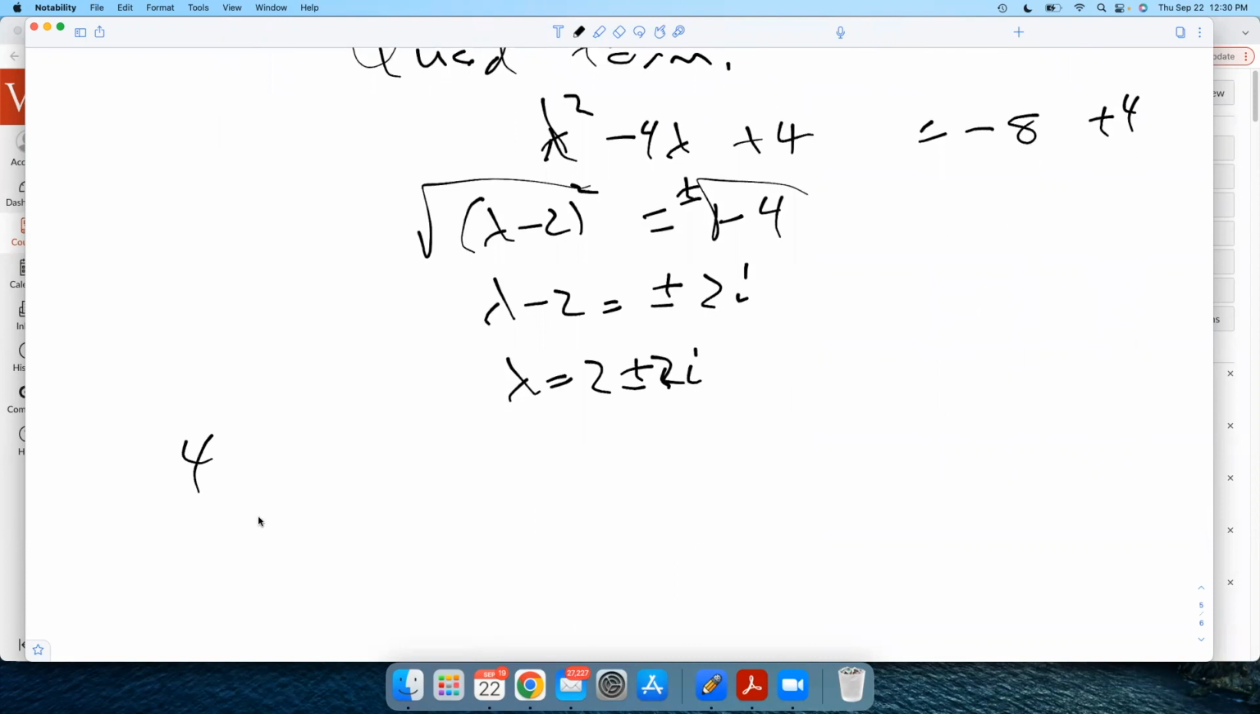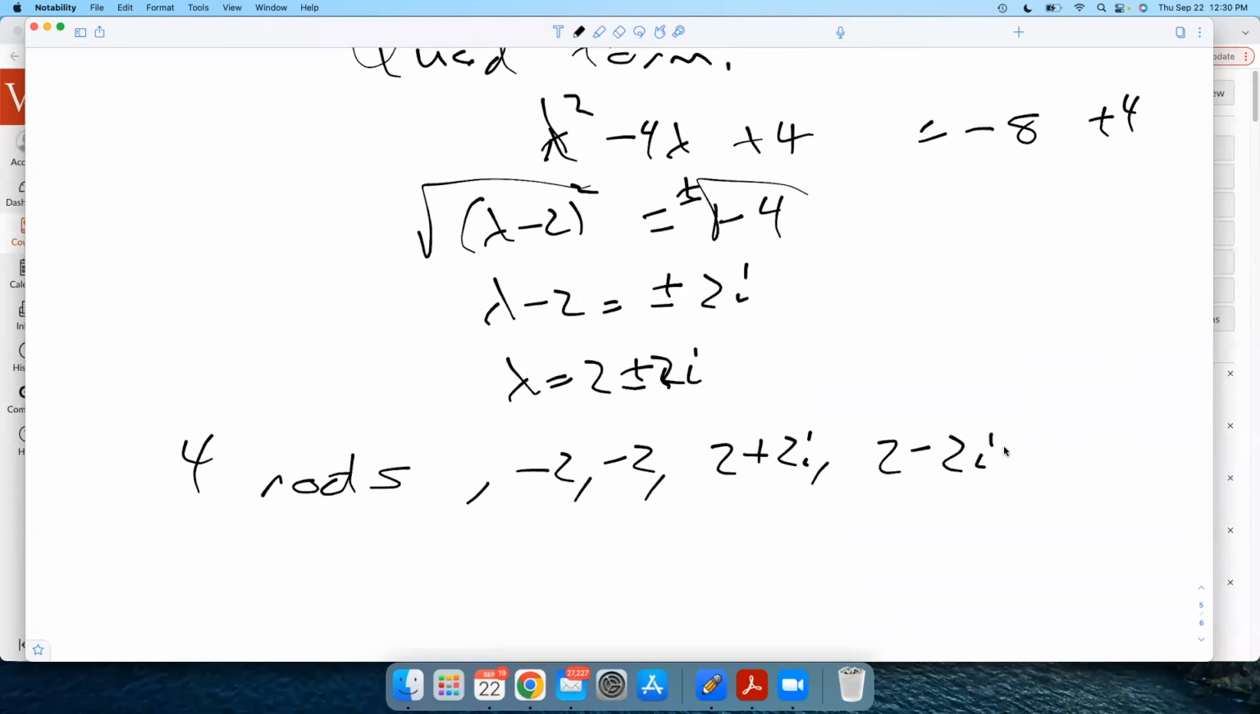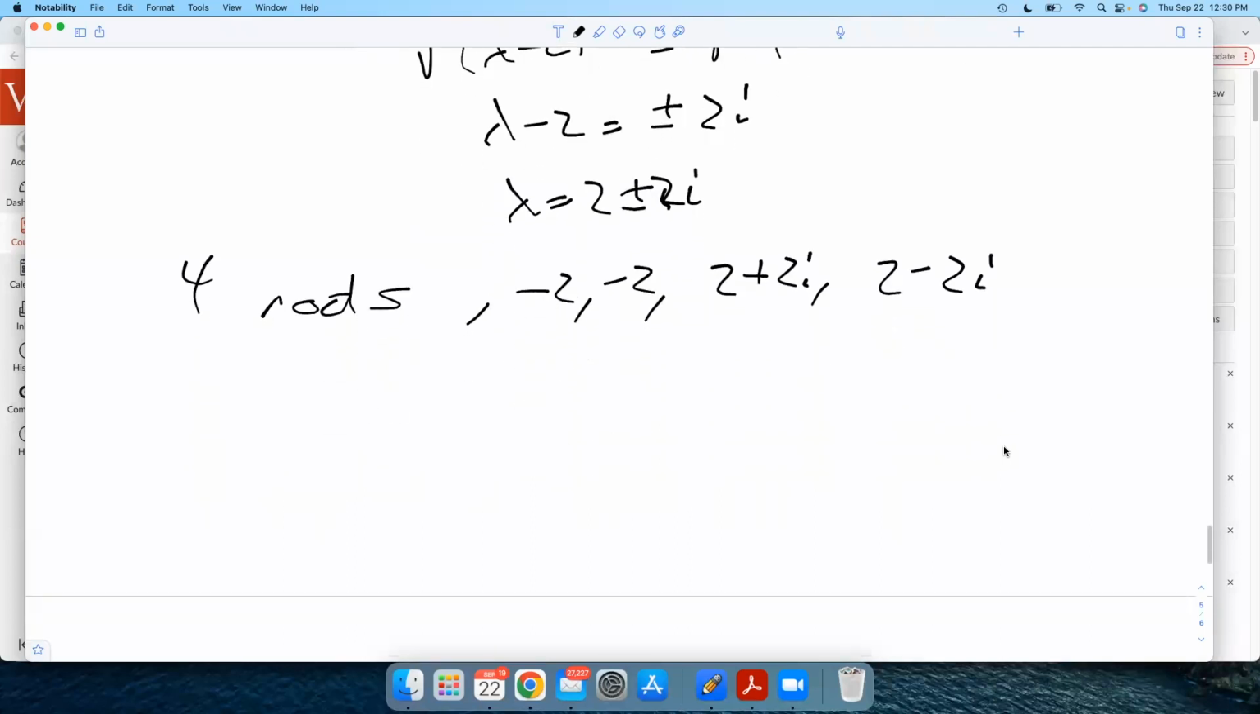So then my 4 roots are -2, -2 because it was repeated, 2 plus 2i, 2 minus 2i. Now I can write my solution. Once you get all your roots, you've got your solution. So we'll get y equals C1 e to the -2x. Now, because we have a repeated solution, this guy here is going to pick up an extra x. The second one is going to be C2 x e to the -2x.